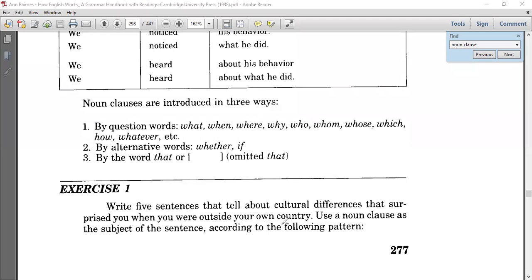Now, for example, how I'm going to make a noun clause, right? Okay, using that. He said that I was wrong. Let me clear this first. Let me clear it with the eraser. All right. So he said that I was wrong.